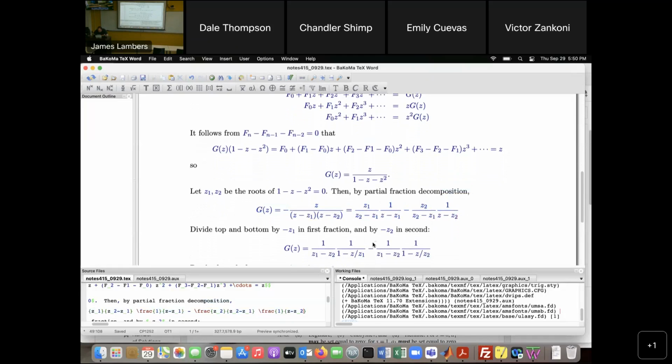And what that gives me is, so I have this constant out front. If I have 1 minus 1 over z over z1, then I have 1 minus 1 over z minus z2. So it's very important to have this in the form 1 over 1 minus something. Very important that this is a 1. And you'll see why momentarily.